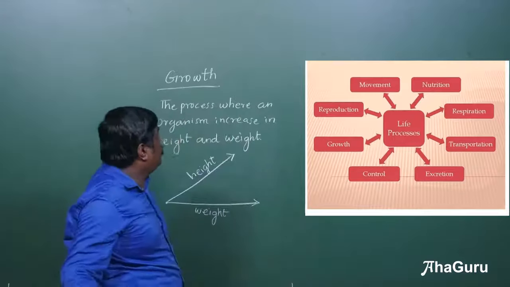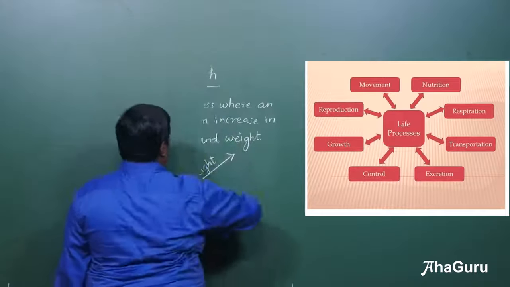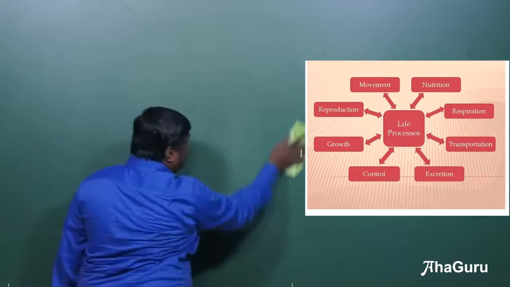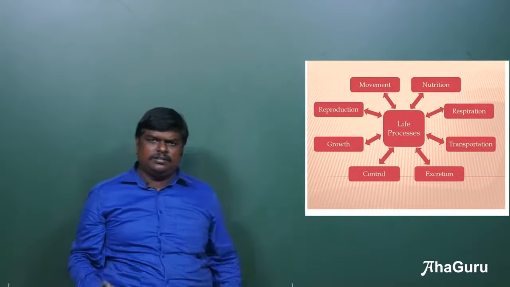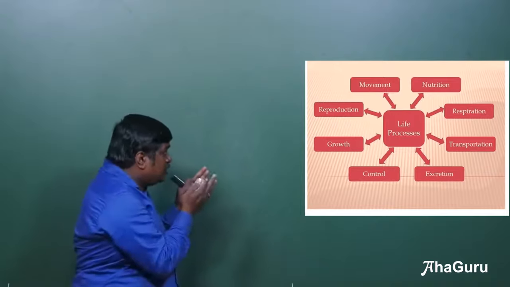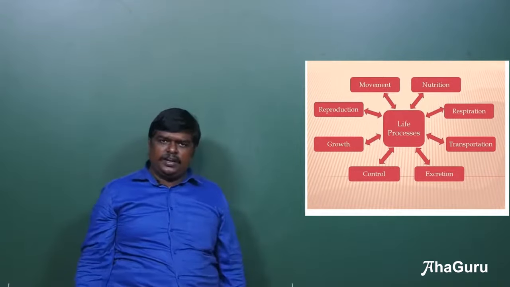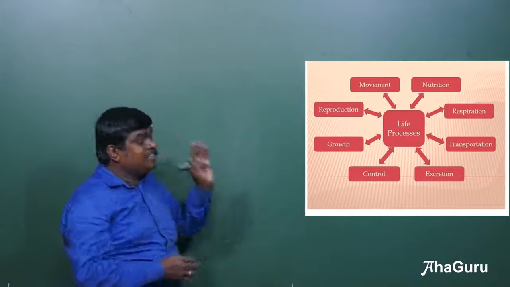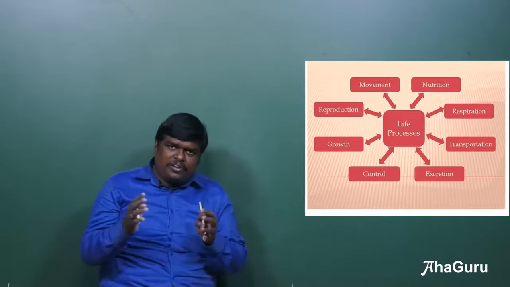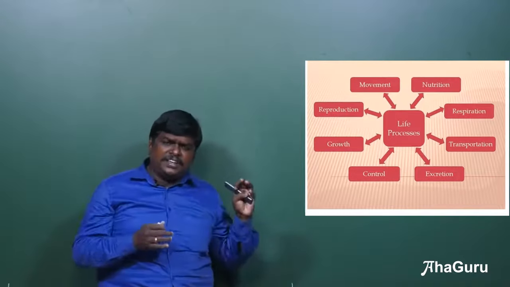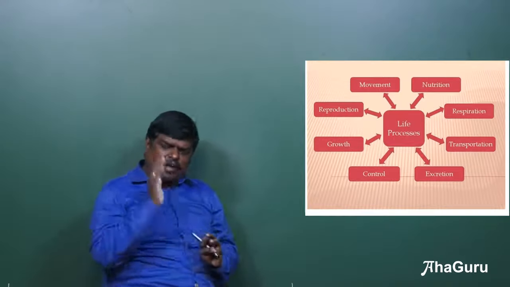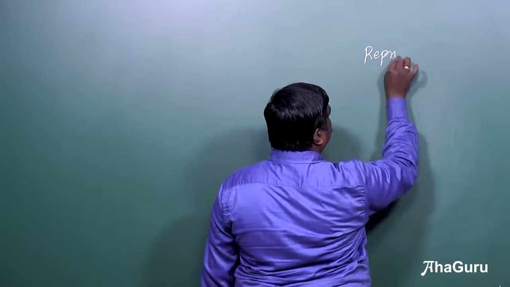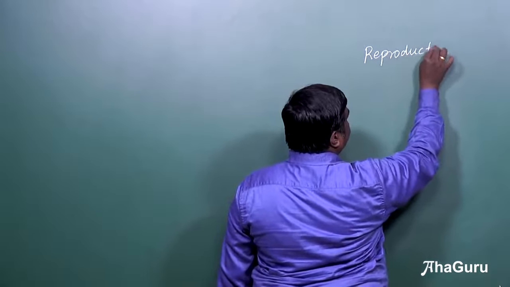The next life process that I'm going to explain to you is reproduction. In the 10th standard, as I mentioned, these lessons are included. For example, control and coordination is a separate lesson for you. Reproduction in organisms is also a separate lesson. But certain life processes we are going to learn from the first lesson itself. The next life process is reproduction.